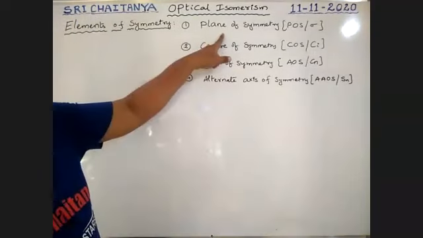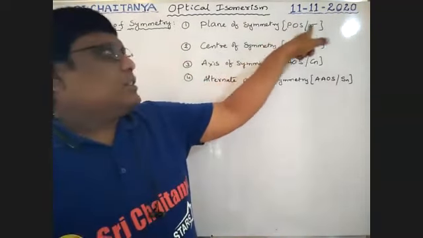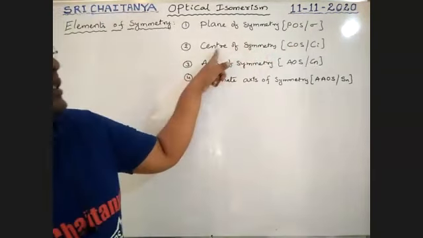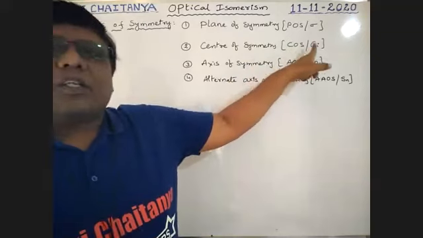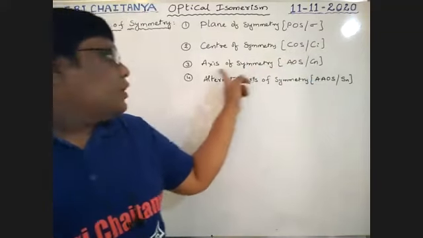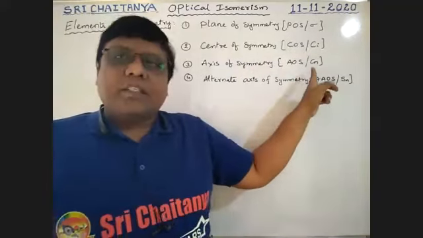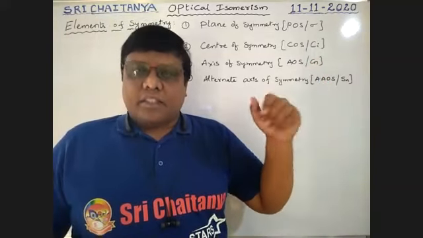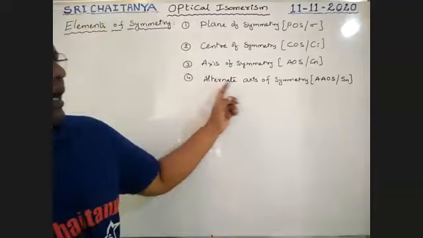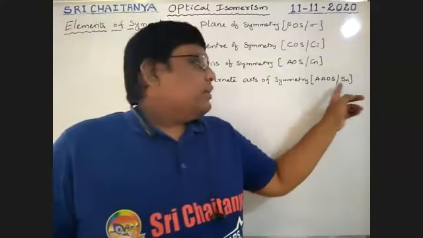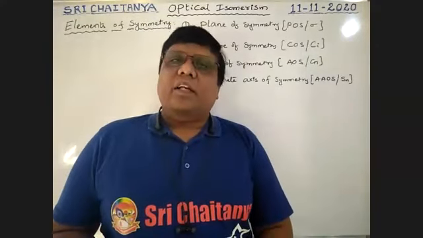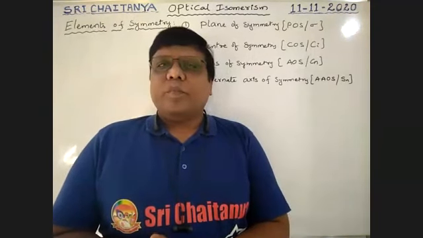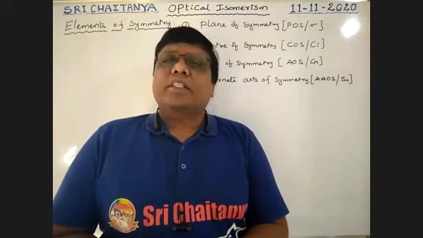One is the plane of symmetry, indicated with POS or sigma. Next, the center of symmetry, COS or Ci. Then the axis of symmetry, AOS or Cn axis: C1 axis, C2 axis, C3 axis. I will explain, please wait. Next, the alternate axis of symmetry, called Sn. These are the four symmetries. Let us discuss one by one.